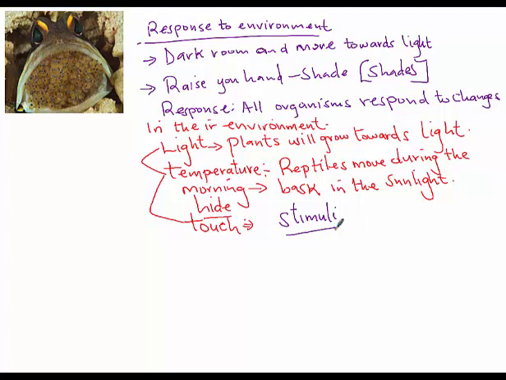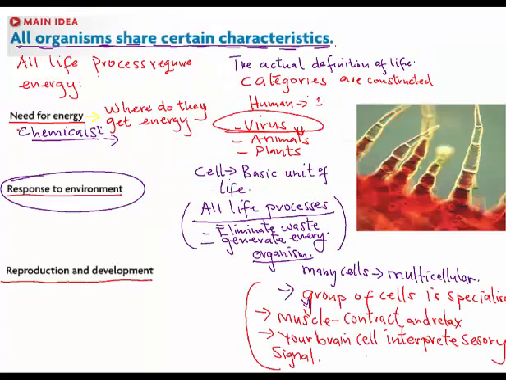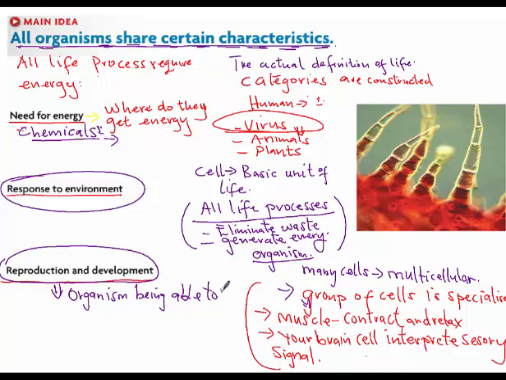The last and final theme that we will be looking at here is reproduction and development. When we are looking at reproduction, we are basically talking about organisms being able to procreate, to produce other organisms. These other organisms should be of their own kind. They will produce organisms of their own kind.